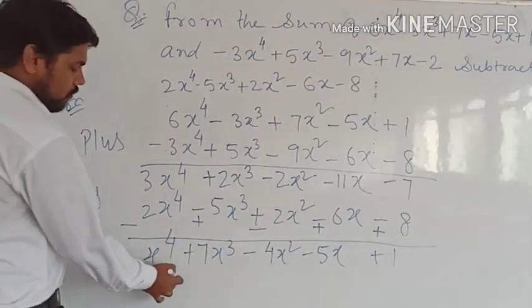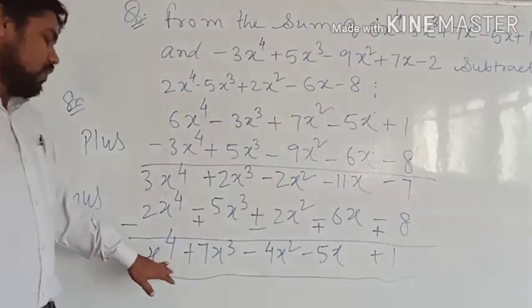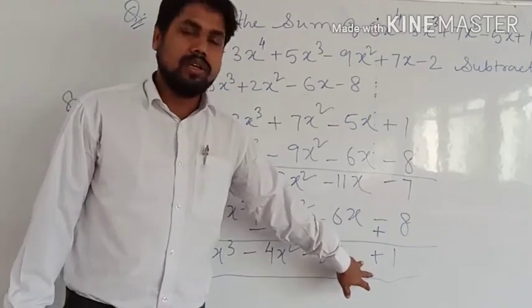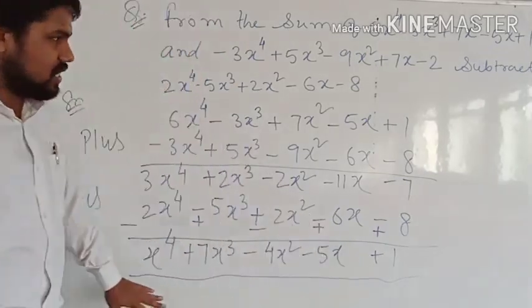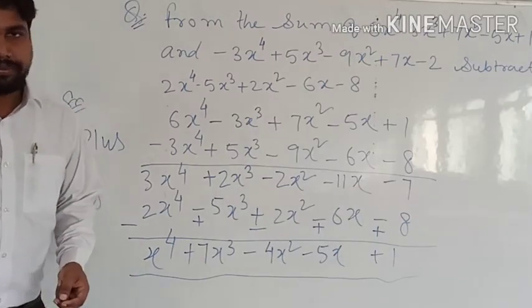So the required number which it is asking about will become x to the power 4 plus 7x cube minus 4x square minus 5x plus 1. So this is how, if this type of question come, then you can solve. Okay.